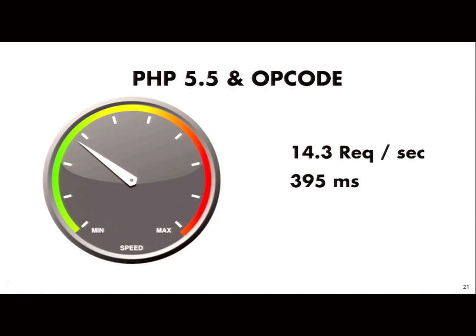This is the same exact site on the same exact infrastructure behind the same exact network stack and the same exact test, and it's almost 25% faster. We were able to get 14.3 requests per second instead of 11.3, and the average response time was down 100 milliseconds. That's a non-trivial improvement in performance, and that is a good signal for us.